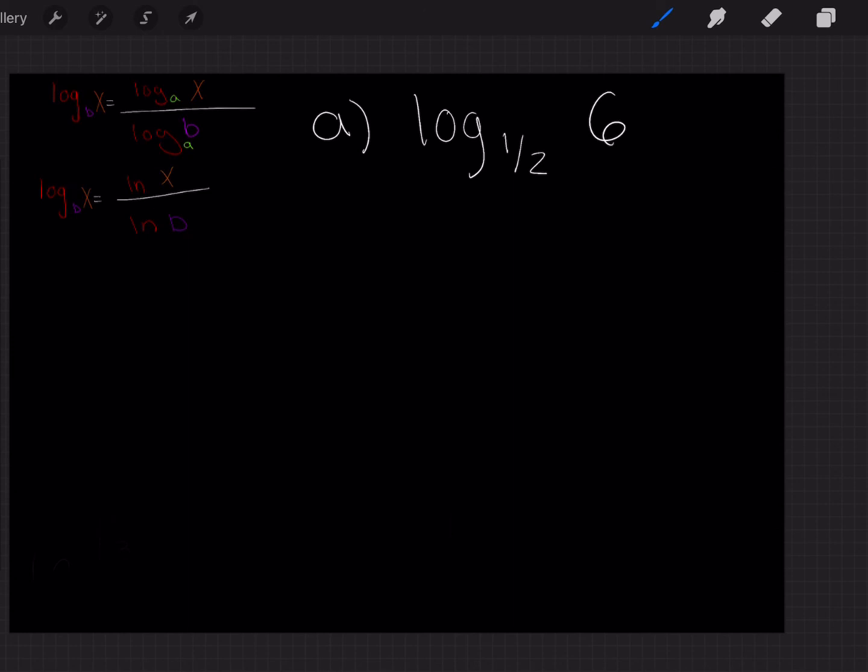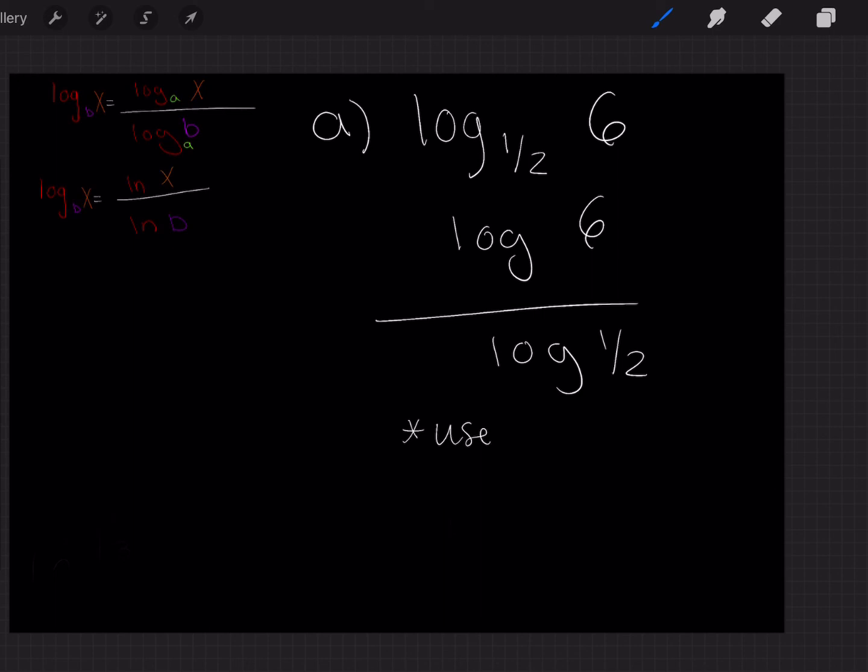So we have log base 1/2 of 6. So we're going to take our x and put it on the top like the formula shows. So log of 6 divided by log of b, so our log of 1/2. Now you can use your calculator log button, and you'll plug in your values, you'll press the log button, put in the parenthesis the 6, and then don't forget to close the parentheses and do the same for the bottom. That gives you a negative 2.58.